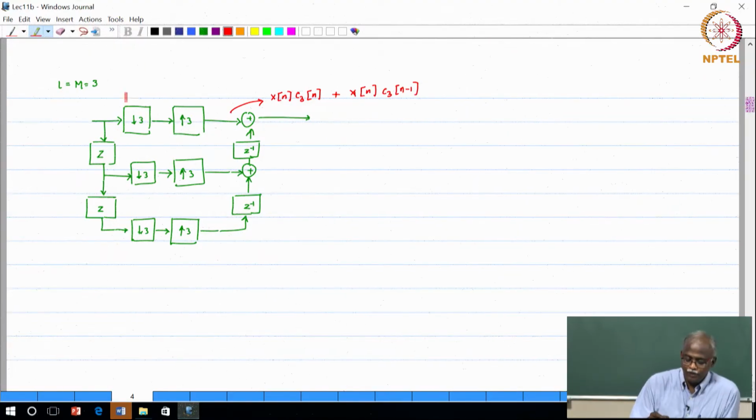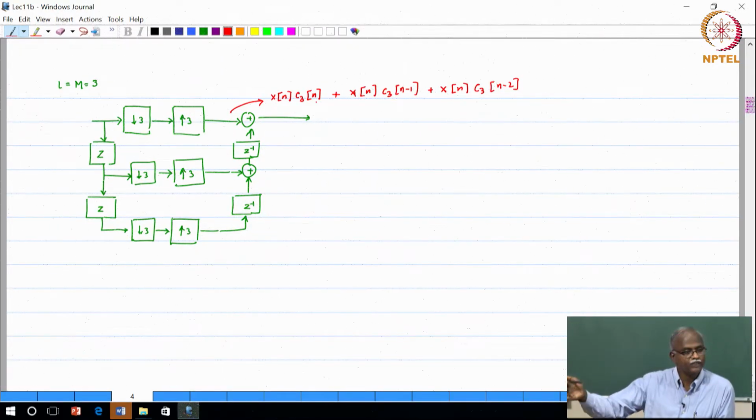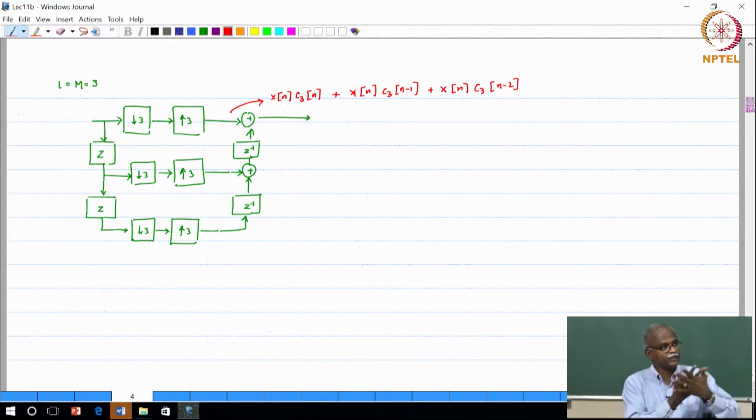Just for a moment follow along on the third branch. If I follow from the input, there are 2 advance elements, so that is z squared, downsampling by a factor of 3, upsampling by a factor of 3, and then passing through 2 delay elements. That turns out to be x of n, C3 of n minus 2. So, take x of n out common: C3 of n, C3 of n minus 1, C3 of n minus 2, basically comb sequences interlaced, you will get back x of n.